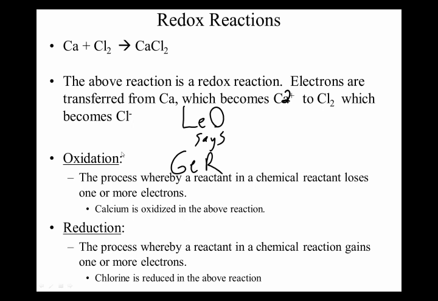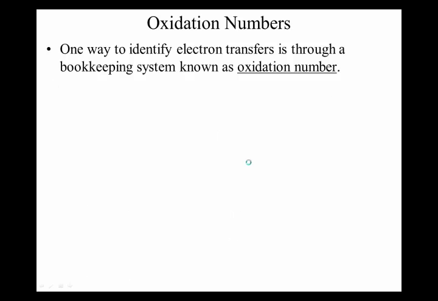There's another one that's OIL RIG. I don't know if that's more comfortable for you. Oxidation is loss, reduction is gain. I don't like it as well because it doesn't have the direct object there, electrons being the direct object. It doesn't say what it's a loss or gain of, but loss of electrons is oxidation, gain of electrons is reduction. That is sometimes how I remember it. When we get into oxidation numbers, there's maybe an easier way, but oxidation numbers is a way that we're going to identify electron transfers.